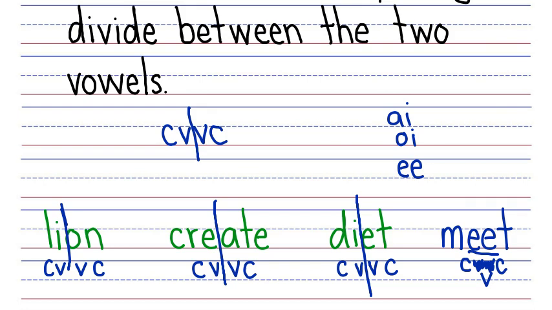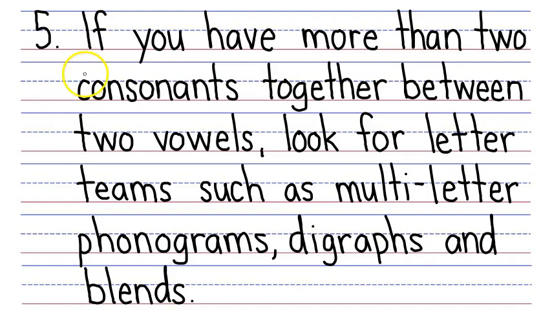Now I have just one more syllable division rule for you. This is rule number 5. If you have more than two consonants together between two vowels, look for letter teams such as multi-letter phonograms, digraphs, and blends. Aim to keep the letters in these letter teams together in the same syllable.